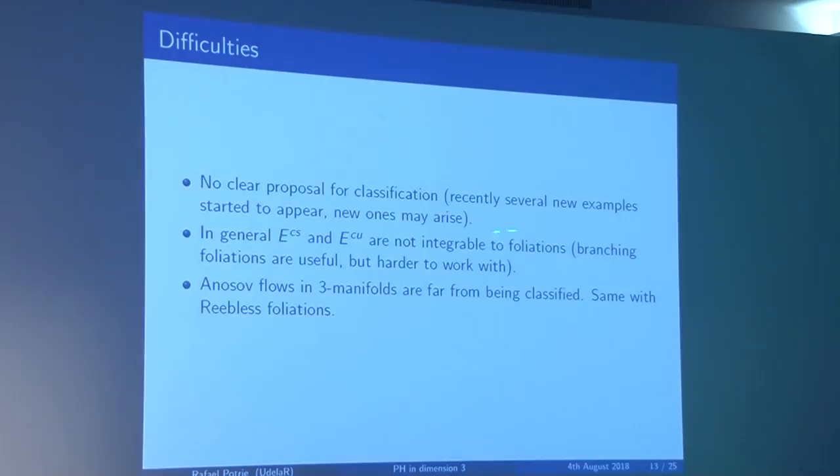Also, the fact that ECS and ECU do not necessarily integrate into foliation is a problem for classification because they impose some difficulties. And probably the most weird problem is that we don't really know how to classify a knot of flows in three manifolds.